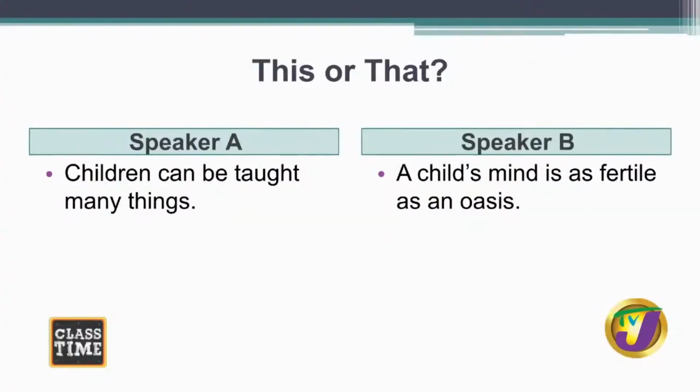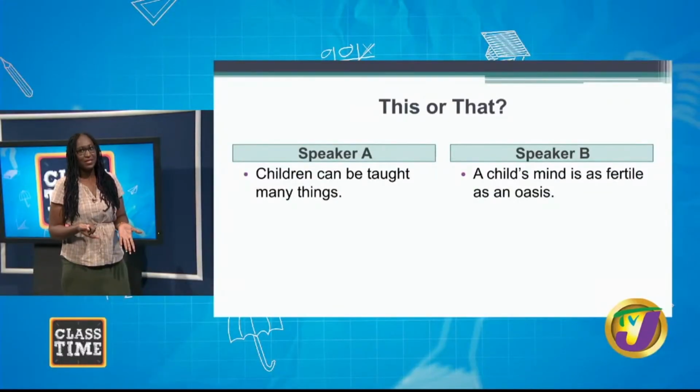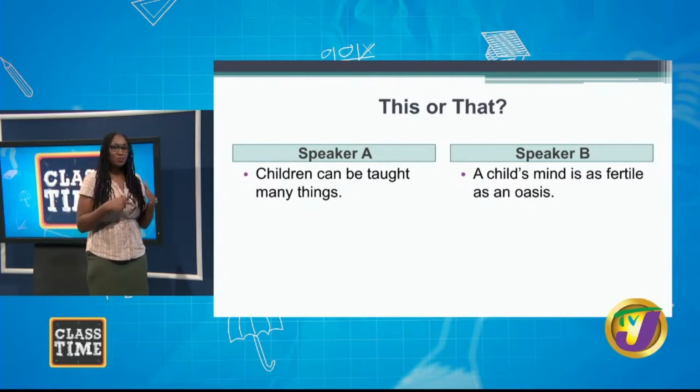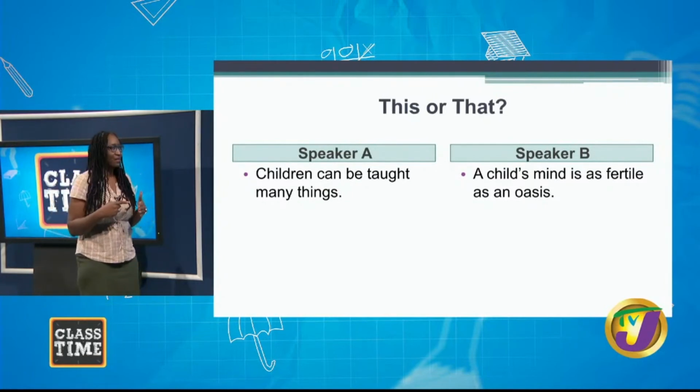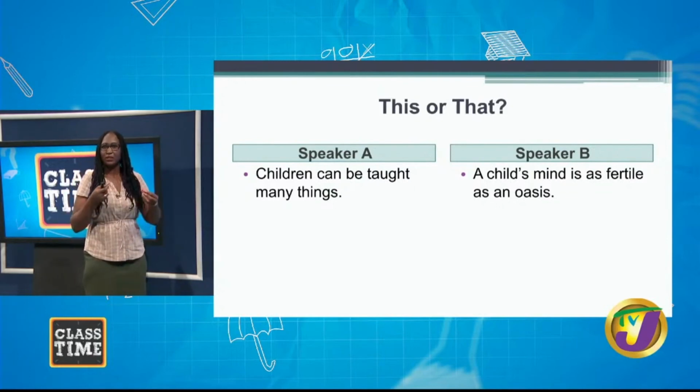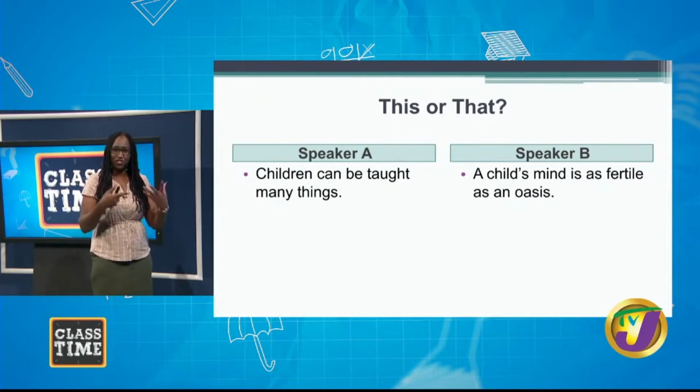Our next comparison. Children can be taught many things. And the simile Speaker B uses, a child's mind is as fertile as an oasis. From we were tiny tots growing up, we always heard that an oasis is what? A fertile spot in the desert. So we know that an oasis has trees, some sort of vegetation, maybe a water source as well, which is why it has the vegetation. So if you're going to compare a child's mind to an oasis, then you understand that the child's mind is fruitful. It has much potential. So if you fertilize it, if you treat it well, it will flourish, just like an oasis.